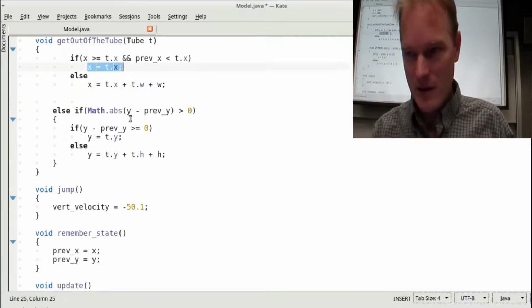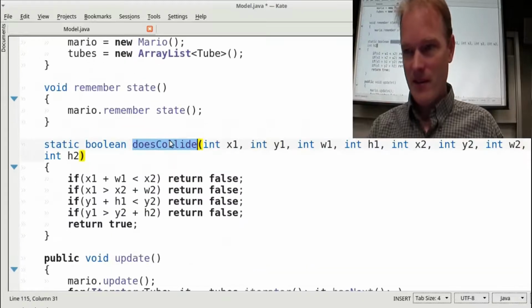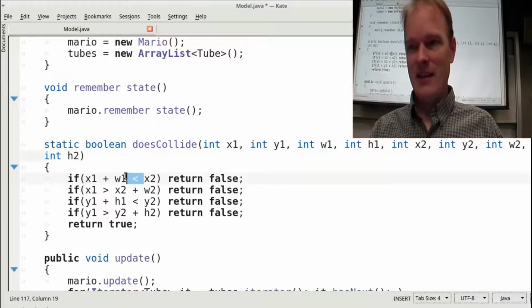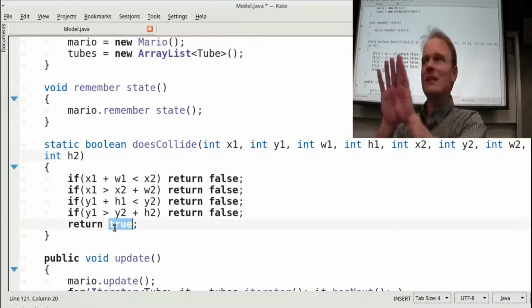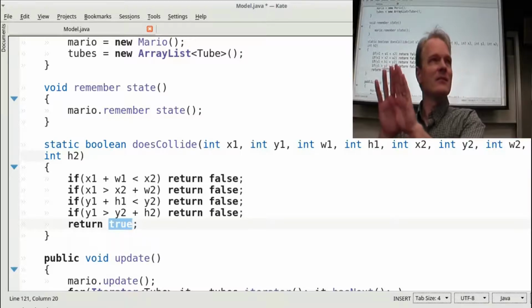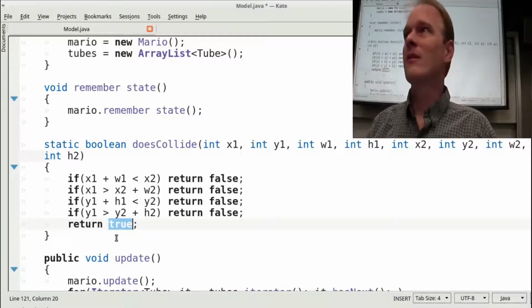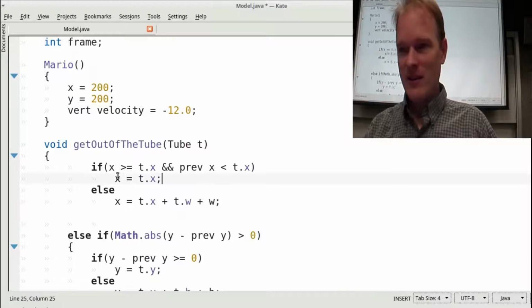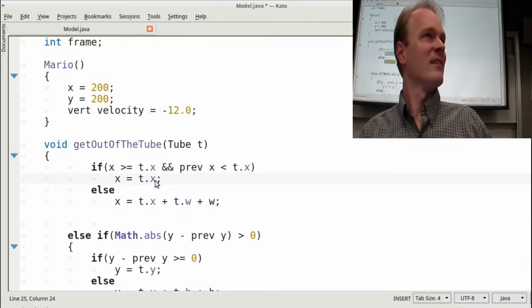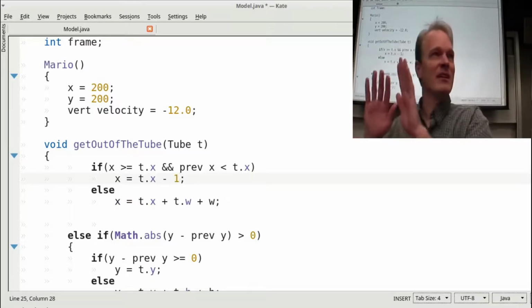Now the slight issue right there, come look at my collision detection. In my does collide method, I said if it's less than, then they didn't collide, otherwise return true. So if they're exactly equal, then in fact they're still colliding, according to my logic. Now you don't have to write it that way, but that's the way I did my collision detection. Is that how you did yours? Well then, to get all the way out of the tube, that's not quite good enough because this is still in the tube, isn't it? So let's do x equals t dot x minus 1, because now I'm actually out of the tube instead of being exactly right on the tube.